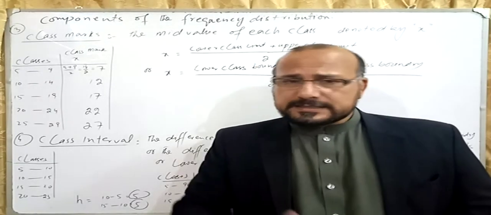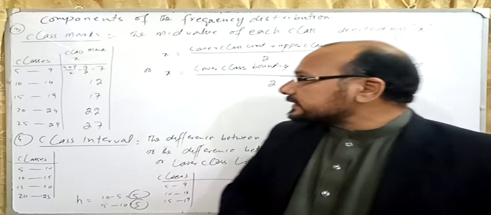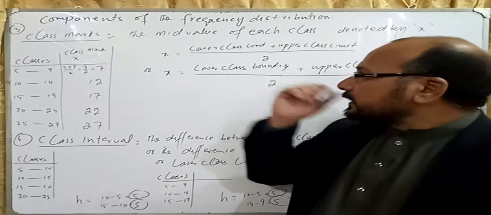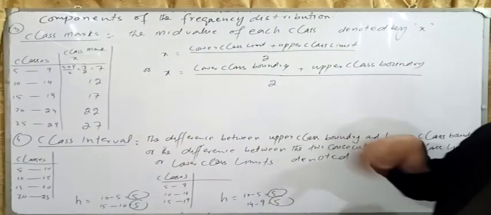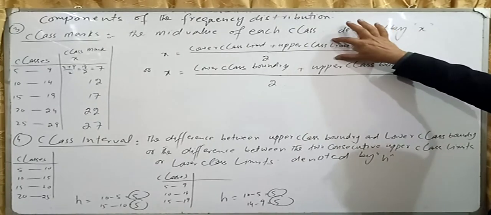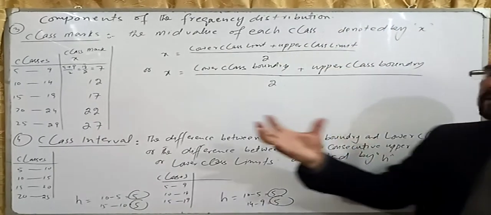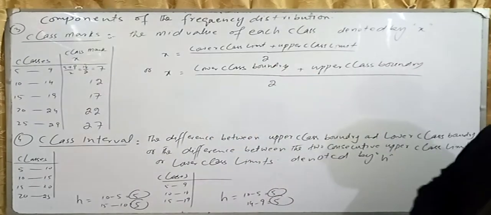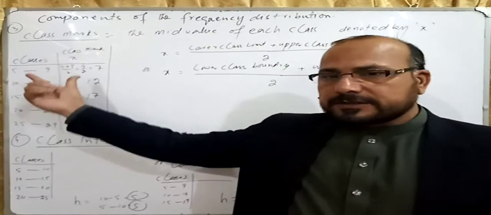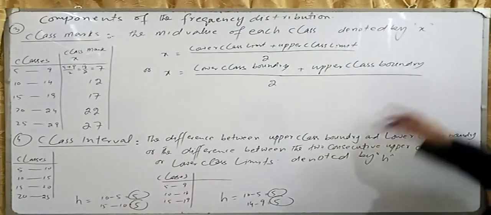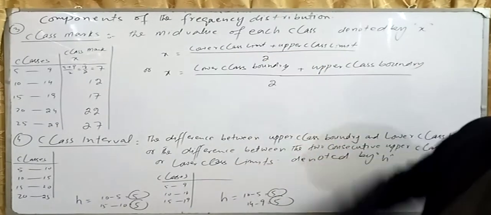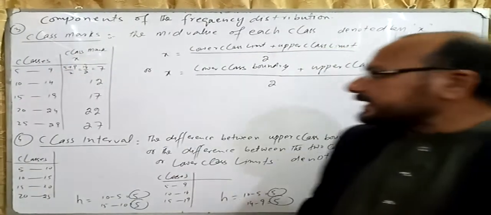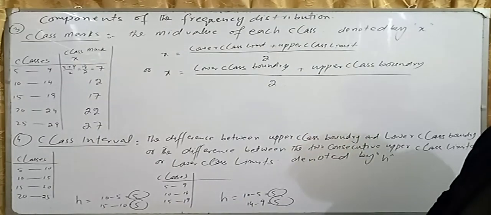Class mark is the mid value of each class, and this is denoted by X. You can get the class mark by using any one of two formulas. The first formula is lower class limit plus upper class limit divided by 2. It means that you are finding basically the average of the class. Because we are facing two types of classes, as I mentioned in the previous lecture, if we have the discontinuous form, how can we get the class marks, and if we have the continuous form, how can we get the class mark?